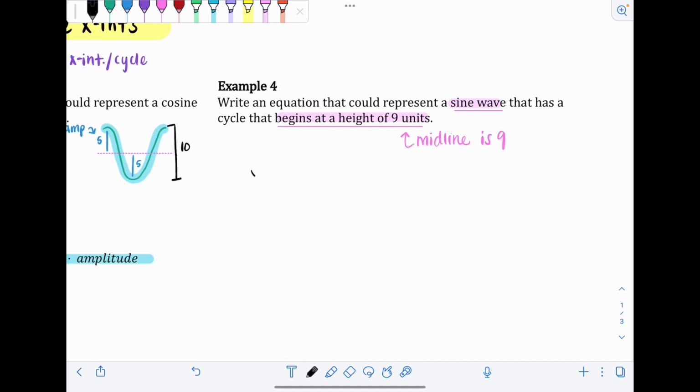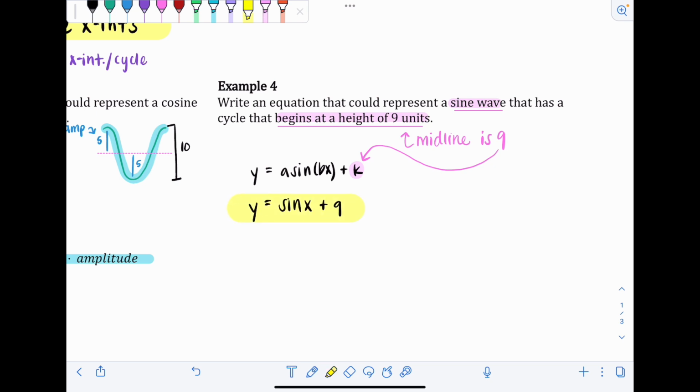So in the general form for a sine function, it's y equals a times sine of bx plus k. In this formula, k is the midline. So the only thing that we need to make sure is true about our equation is that we put a 9 in for k. A can be whatever, B can be whatever, but to ensure that our equation represents a sine wave that begins at 9, we have to make sure there's a midline at 9. So it'll be y equals, I'm just going to leave a as 1, so sine, and then x, I'll leave b as 1 as well, and then plus k, that'll be plus 9.